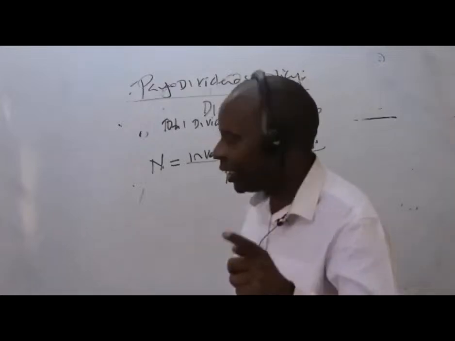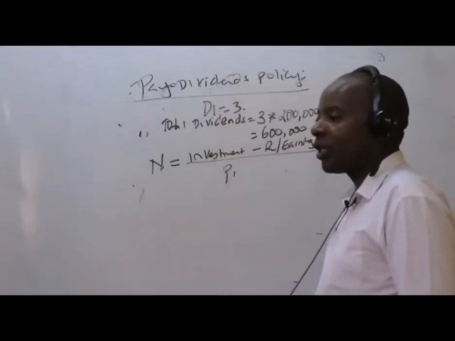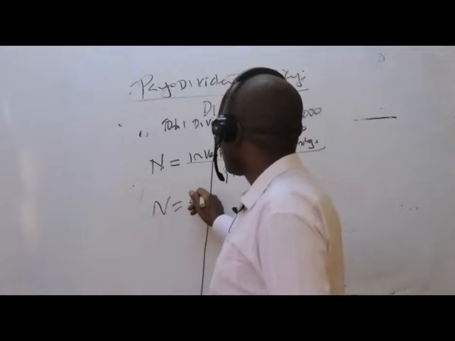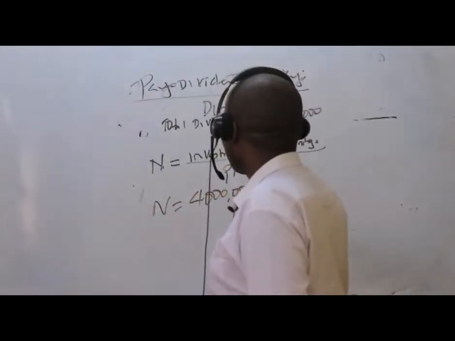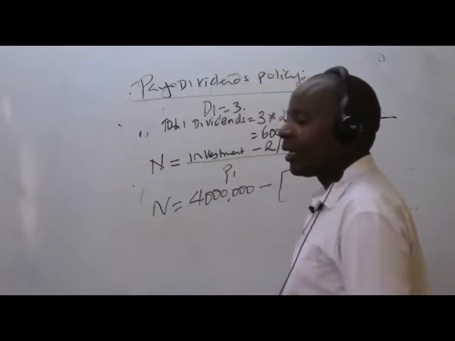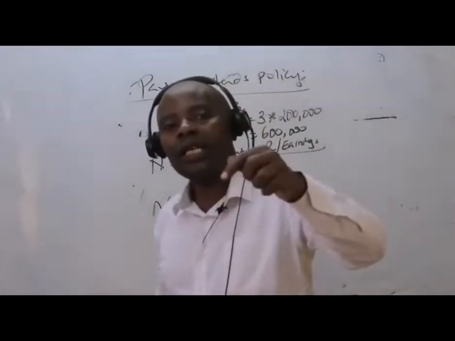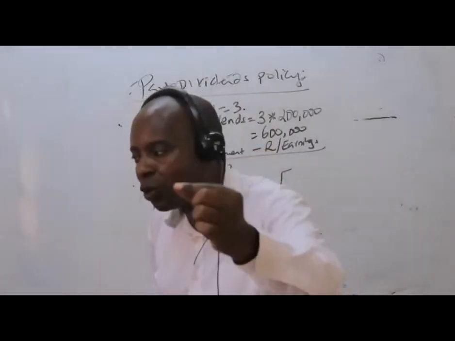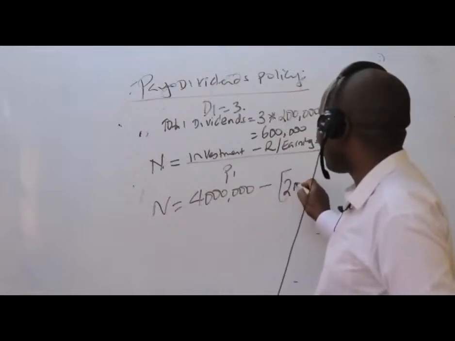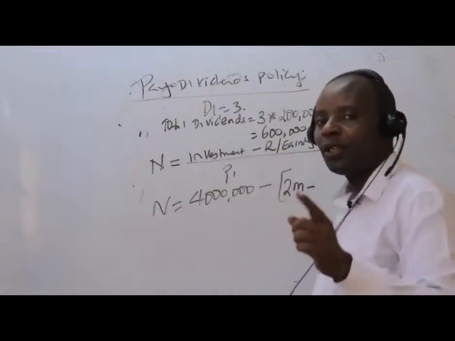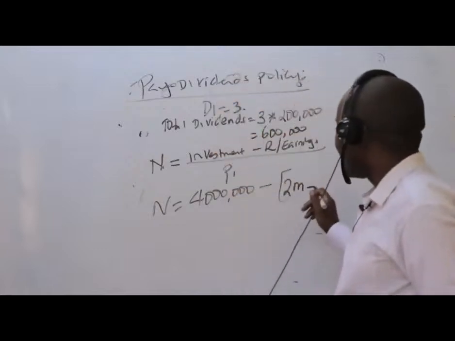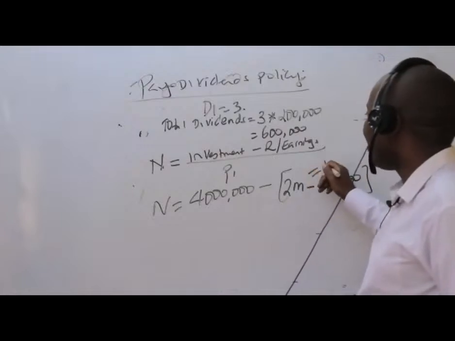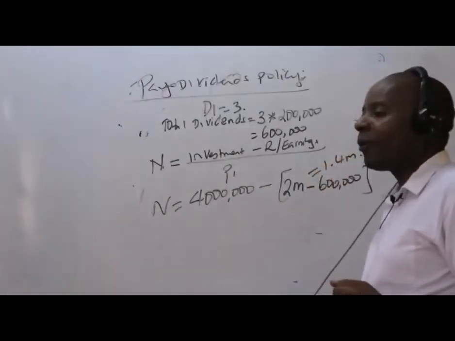What I do not have here for sure is the retained earnings. I need the retained earnings, but I can easily get this. So my N will be equal to the investment, which is 4 million, minus, in brackets, the retained earnings. How do I get retained earnings? Retained earnings is a function of profit. How much profit was generated by this company? 2 million. Minus the 600,000 the company decided to give out. So I can see somebody telling me that the retained earnings are 1.4 million.